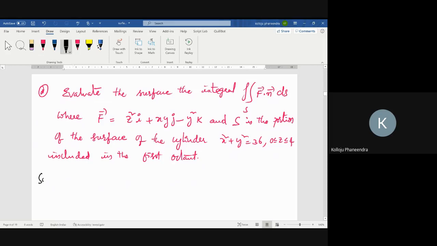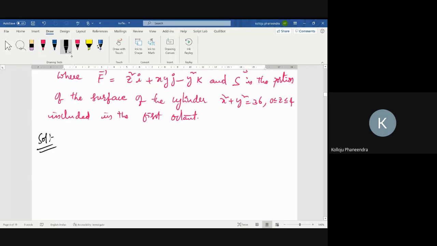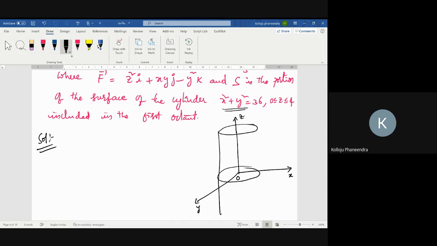Solution. First, what is the surface here? See, I will show a rough figure for this. This is 0. Let me take x-axis, and this is y-axis, and this is z-axis. Clearly, the cylinder is symmetric about z-axis. So let me draw one cylinder with center. This is the cylinder. Done.